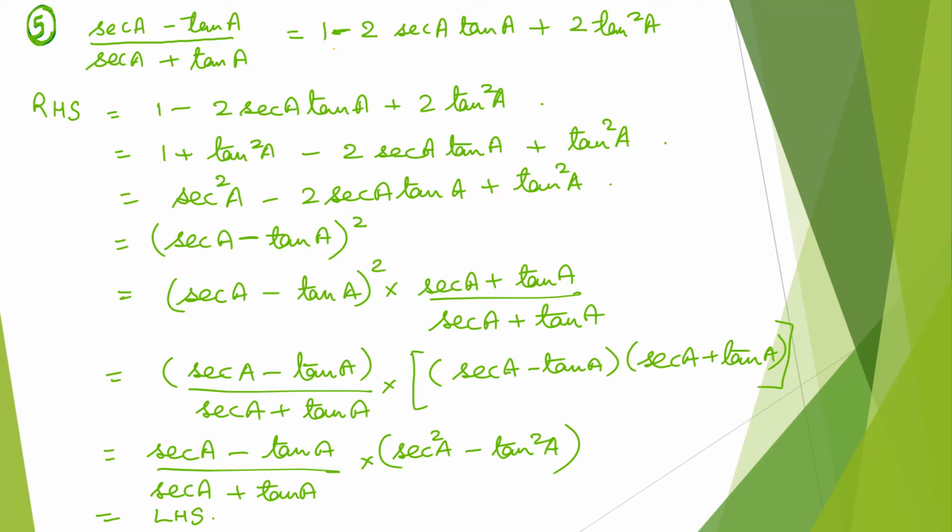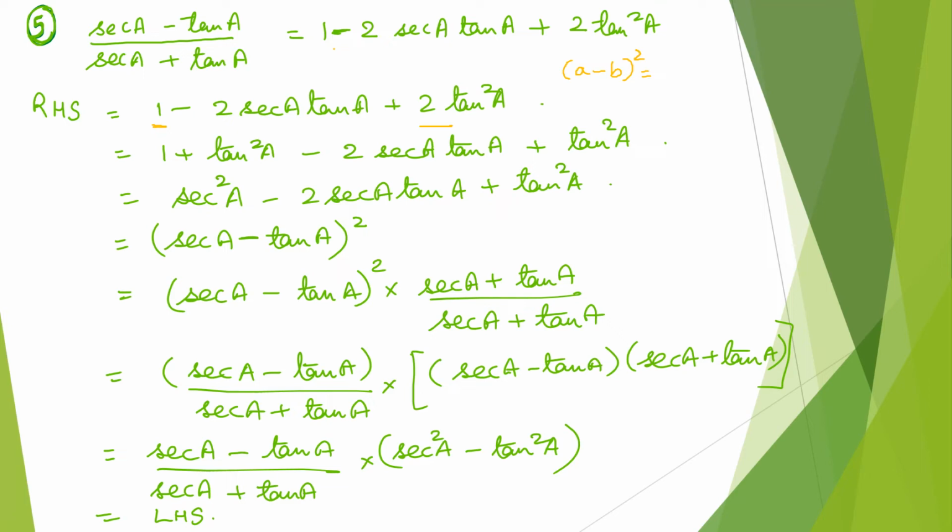Okay. Fifth question. Prove that sec a minus tan a upon sec a plus tan a is equal to 1 minus 2 secant a tan a plus 2 tan square a. Now this looks very scary, but if you observe it properly, the right hand side is saying 1 minus 2 secant a tan a plus 2 tan square a. That tells you something of the type a plus b whole square, sorry, it should be a minus b whole square. So it tells us something about a minus b whole square.